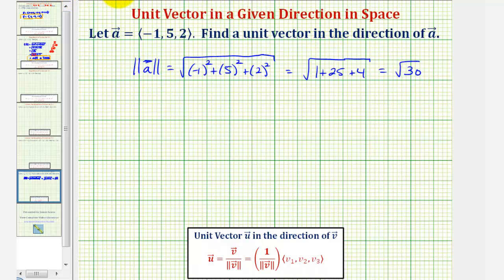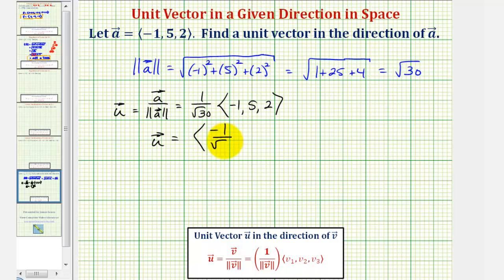vector A. The unit vector in the direction of vector A is going to be equal to vector A divided by the magnitude of vector A, which we just found. So this is the same as 1 divided by square root 30 times vector A in component form, which is -1, 5, 2. So the unit vector would have an x component of -1 divided by square root 30, a y component of 5 divided by square root 30, and a z component of 2 divided by square root 30.